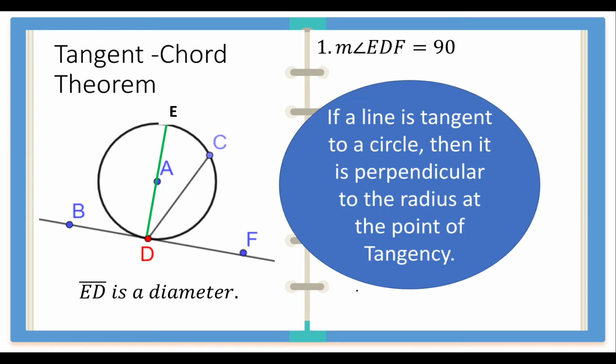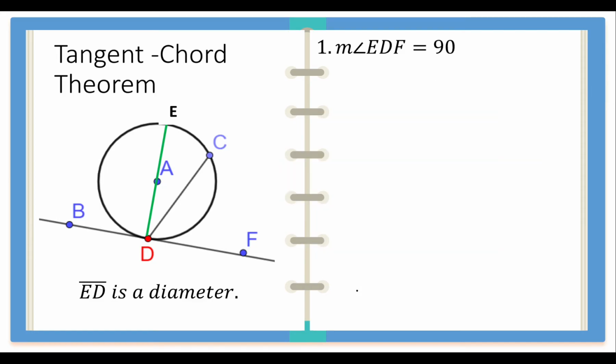Why is that? It is because of the tangent line theorem. If a line is tangent to a circle, then it is perpendicular to the radius at the point of tangency. Let us mark that 90-degree angle with the symbol for a right angle. That's angle EDF. Again, let's take note: here is the radius AD perpendicular to the given tangent BF, thus making our statement number 1.